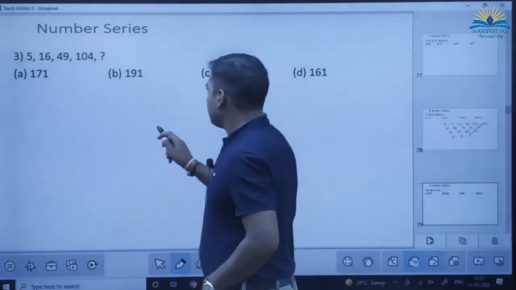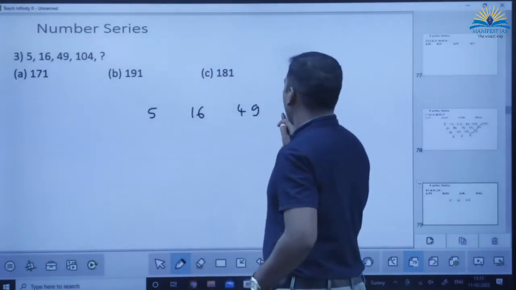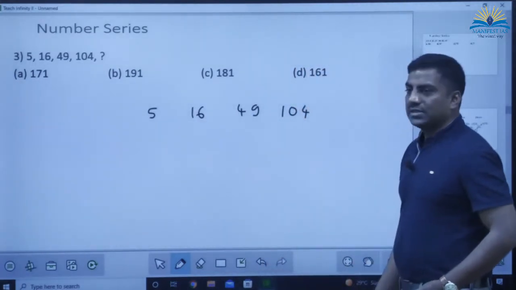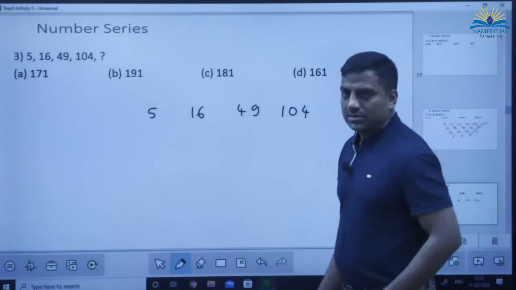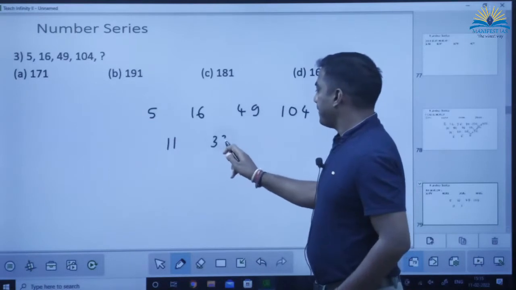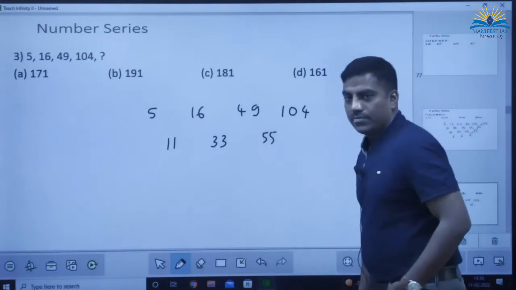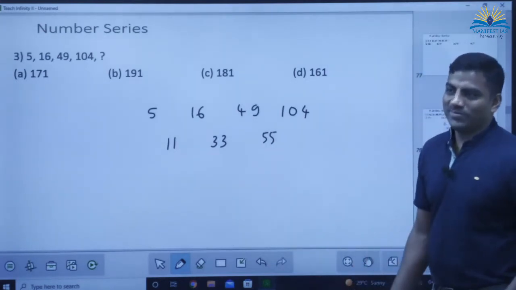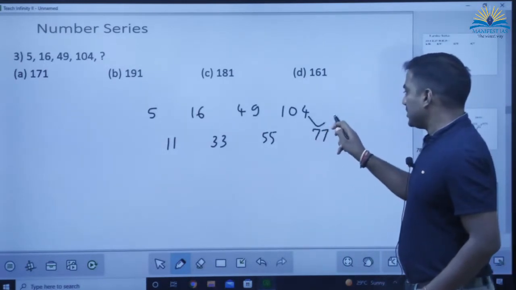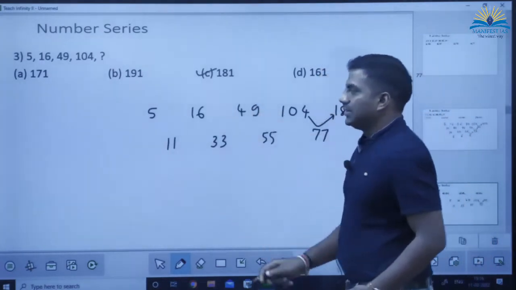5, 16, 49, 104. Anyways, they are increasing. Find the difference. 11, 33, 55. Now I will not go one step below. You have to tell me. 104 plus 77 would be 181. Simple.